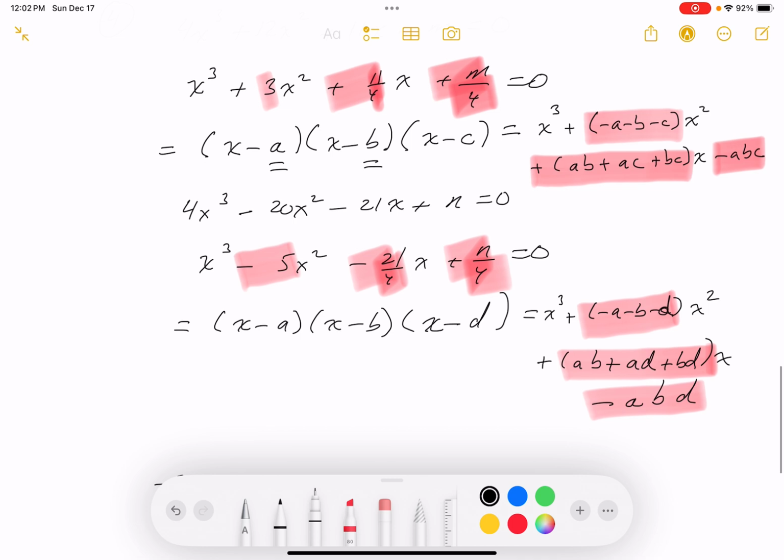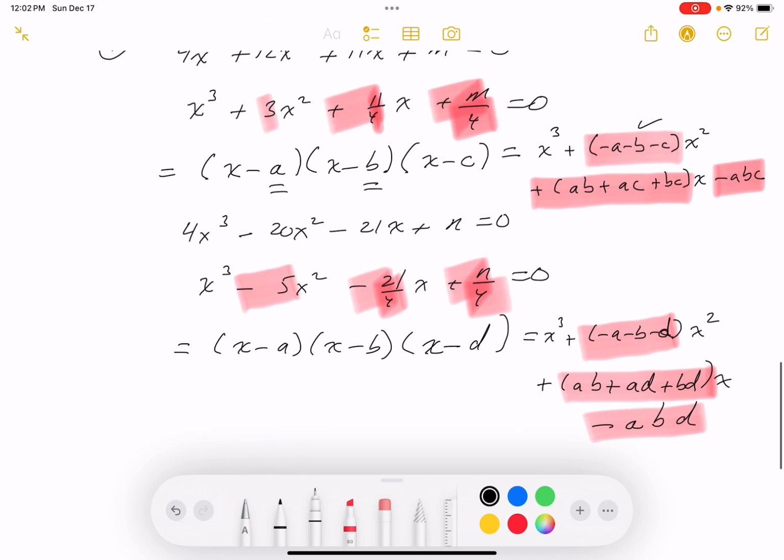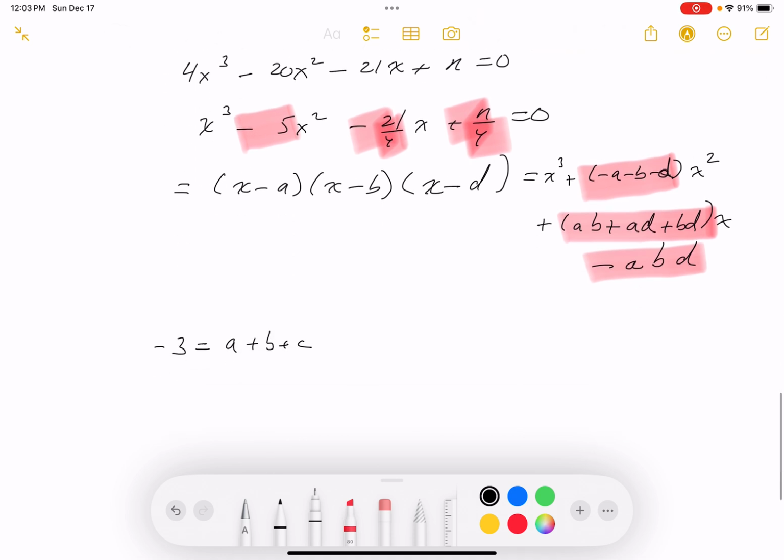Is A plus B plus C. Let me tell you where it's coming from. I looked at these two. I just put 3 would equal minus A, minus B, minus C, and multiply both sides by minus 1. Let's put the next one down. And I'm going to put the next one down as these two over here.